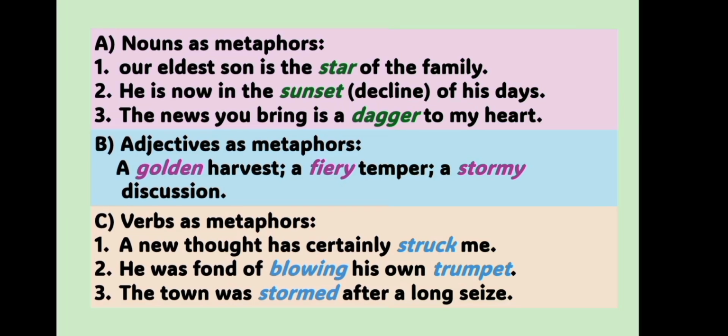At last, we have verbs as metaphor. A verb is a metaphor when the action of the verb is used to compare two things that are not related, or a verb metaphor is a figure of speech in which two things are compared using a verb. For example, number 1, a new thought has certainly struck me. Here, the sudden appearance of thought in one's mind is compared to the hitting of something suddenly.